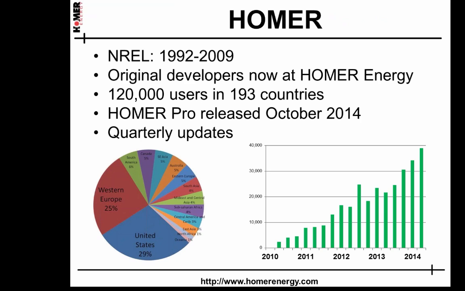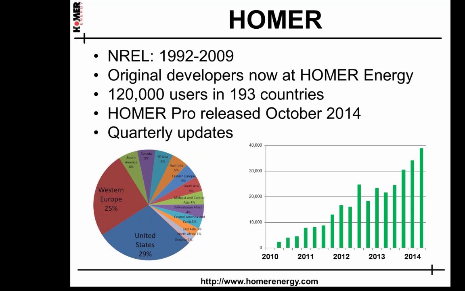In 2009, we spun off Homer Energy as a separate private company. Original developers, including myself, formed it, and we're up to 12 people now. But more importantly, we have 120,000 users in 193 countries. So the pie chart in the lower left gives a sense of the geographic spread, which is really quite global. And in fact, a lot of the US and Western European users are actually looking at projects in the developing world.